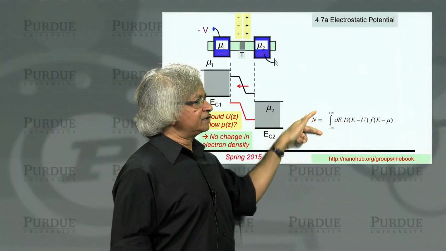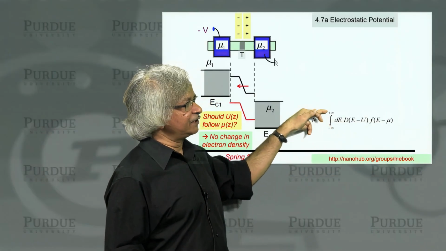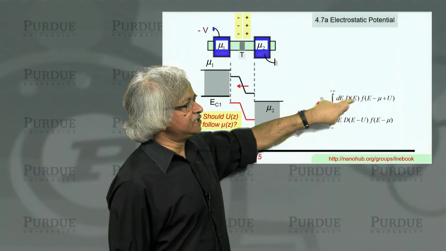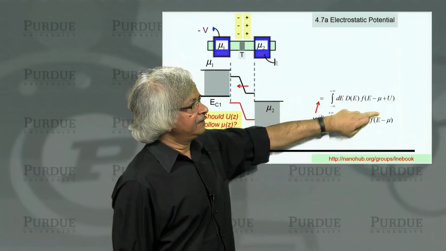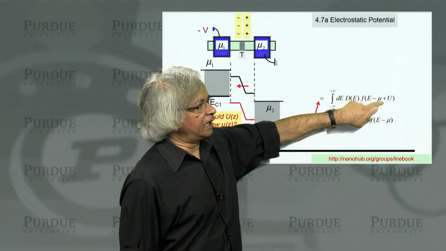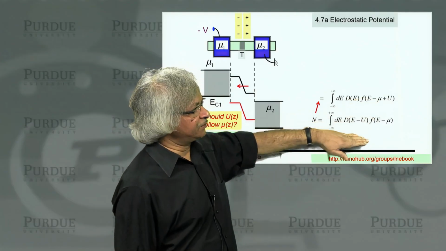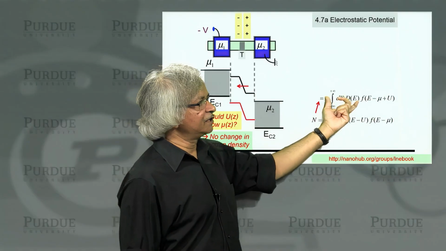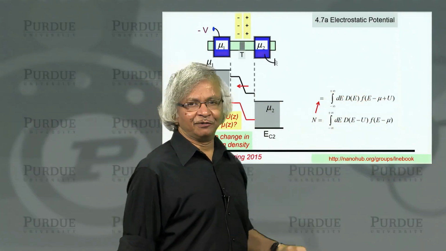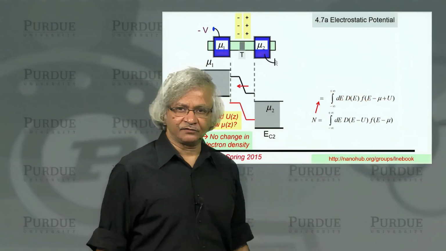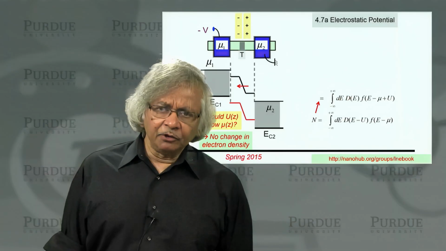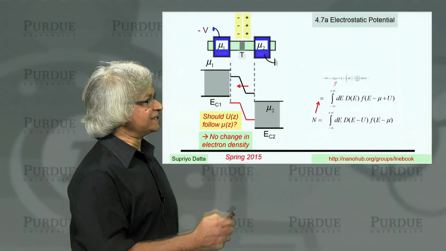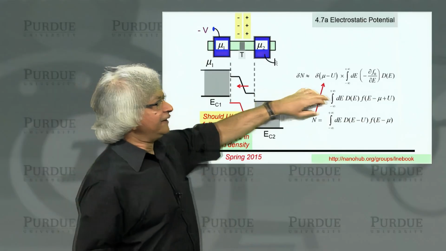Since the integral runs from minus infinity to infinity, we could do this change in variables and write it as dE, but then this argument now picks up a U. So this is a simple transformation of variable from here to here. What it allows you to do is put all the change into the Fermi function rather than into the density of states.